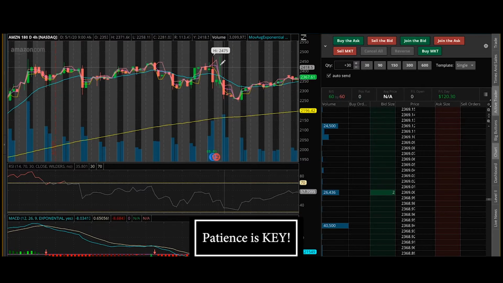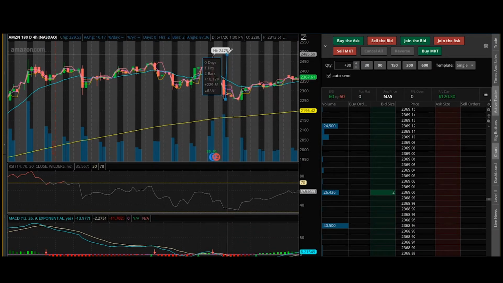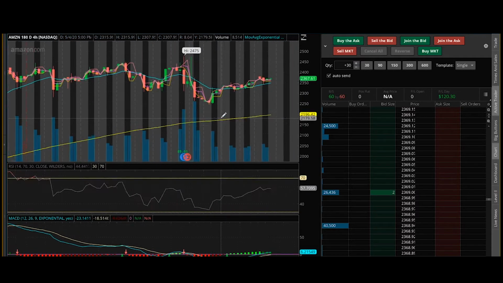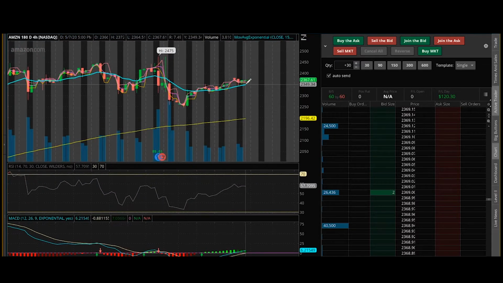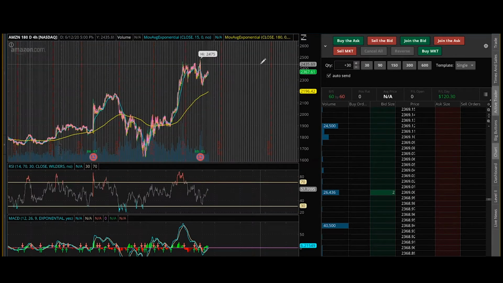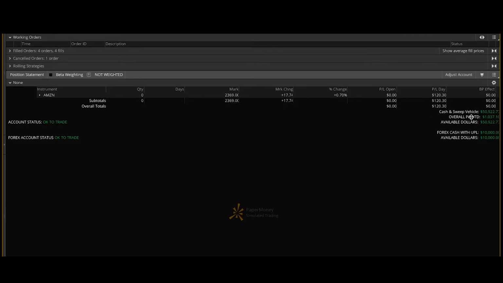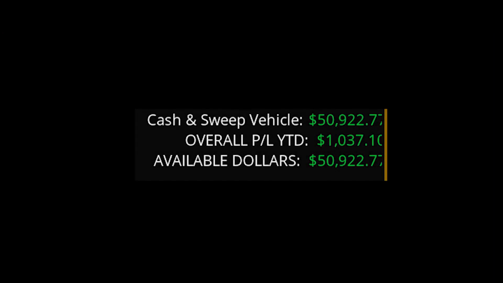You can clearly see it pushed down probably a good 10% or so, and we're all the way back up. There's no stopping Amazon. There isn't any way to stop Amazon at this point, so we'll just monitor it. I'll keep on trading with my live account as well as my simulation account here, my paper trading account. So overall, for this paper trading account, we're up 1,037 on my profits.